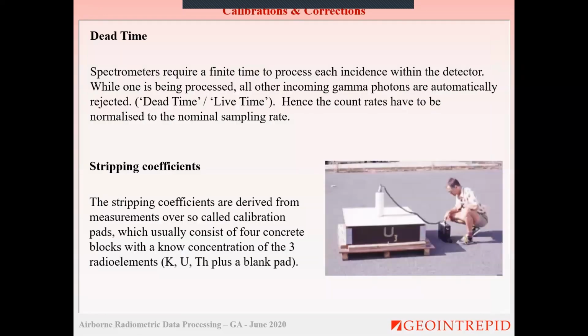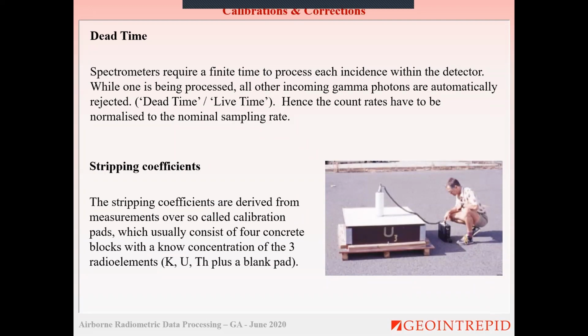Dead time is a very simple thing, basically, because the instrument needs a finite time, usually about 10 microseconds, to actually process each incoming count. During that processing, the instrument is dead for any other incoming photo peaks or gamma photons, and we have to basically normalize the actual lifetime to the standard 1 Hz sampling rate.